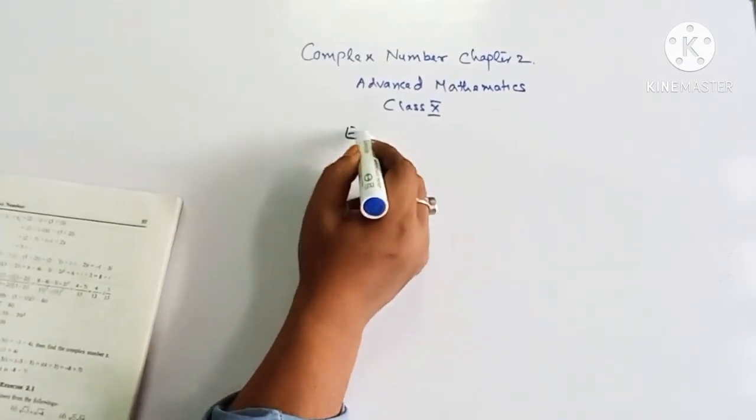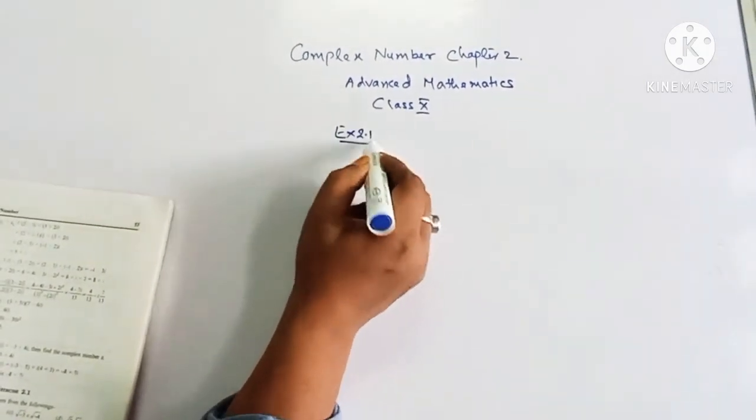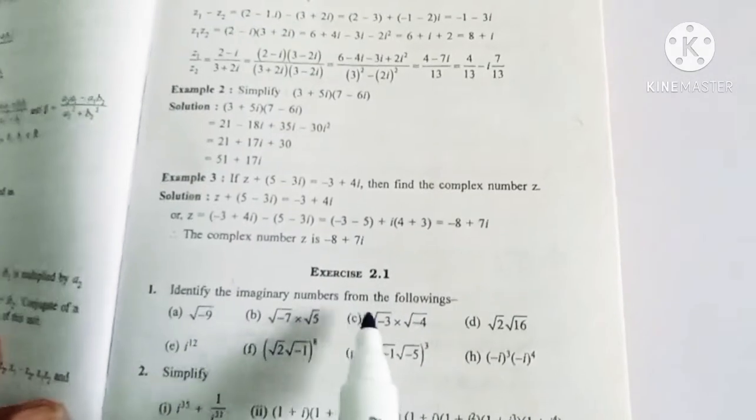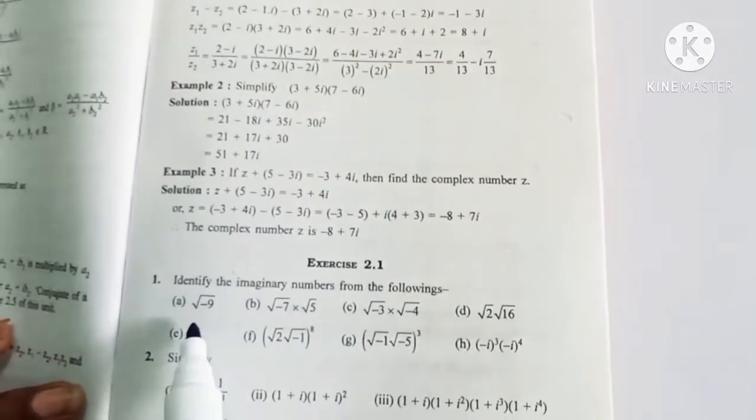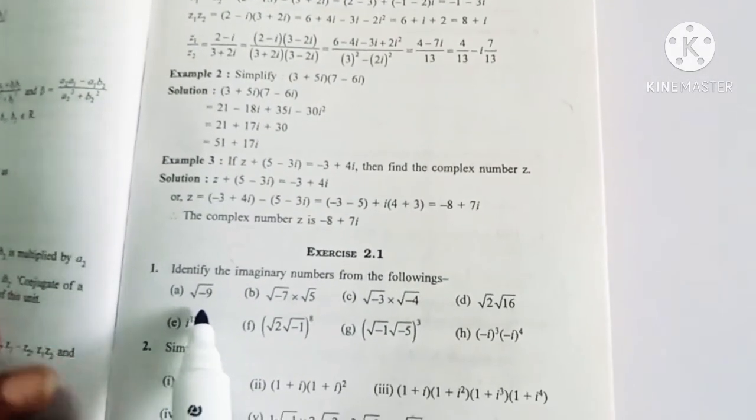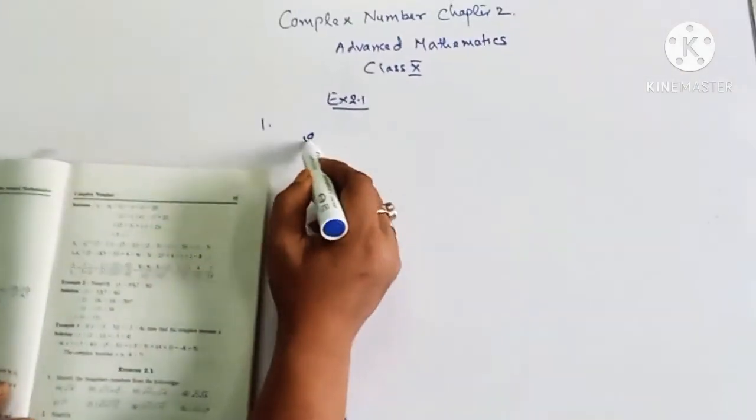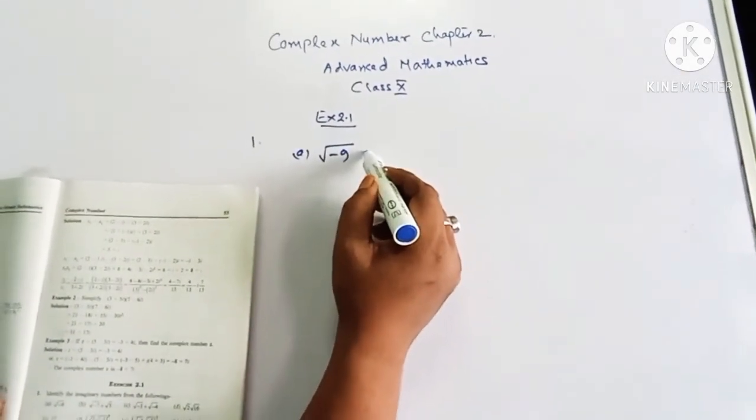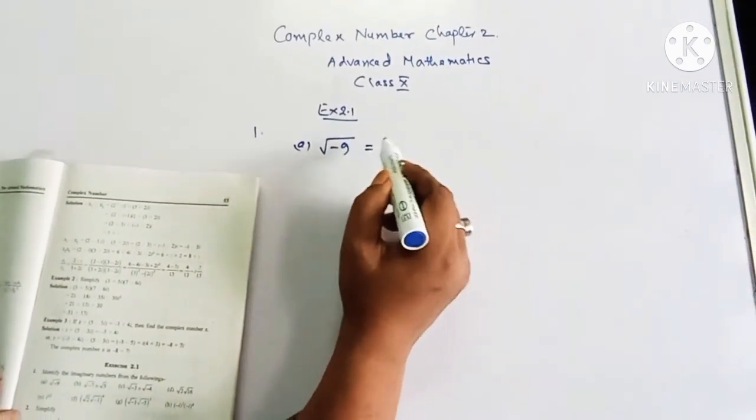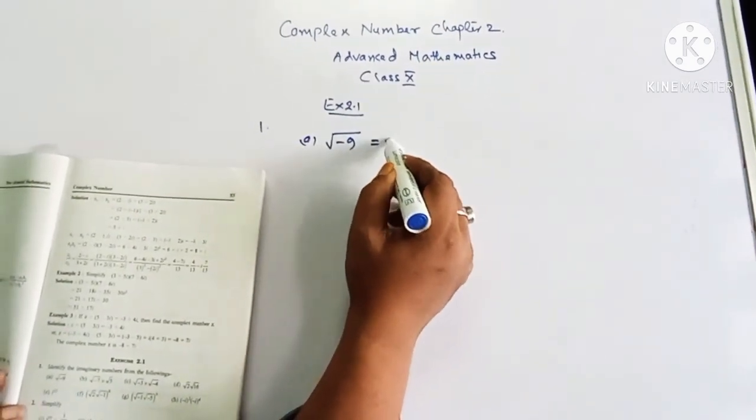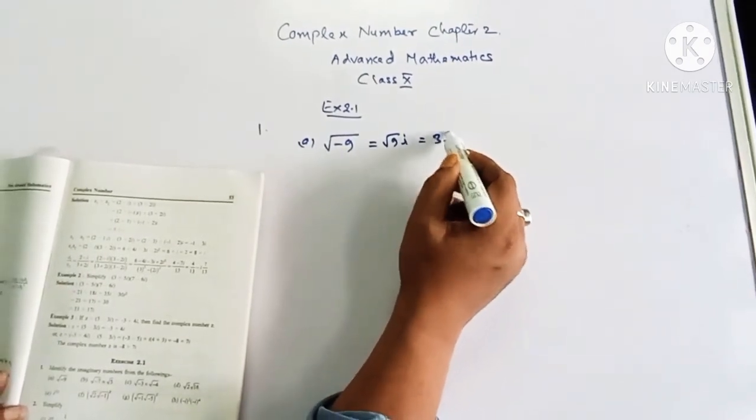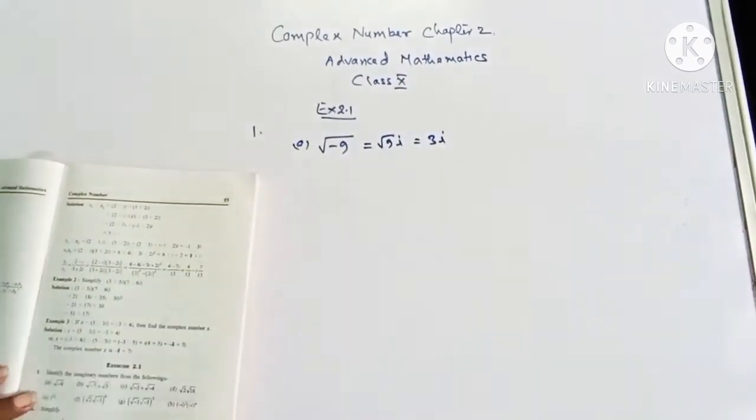Exercise 2.1. Here we have to identify the imaginary numbers from the following. See, this is an imaginary number: root minus 9. This is equal to root 9i, which is equal to 3i. This is an imaginary number.